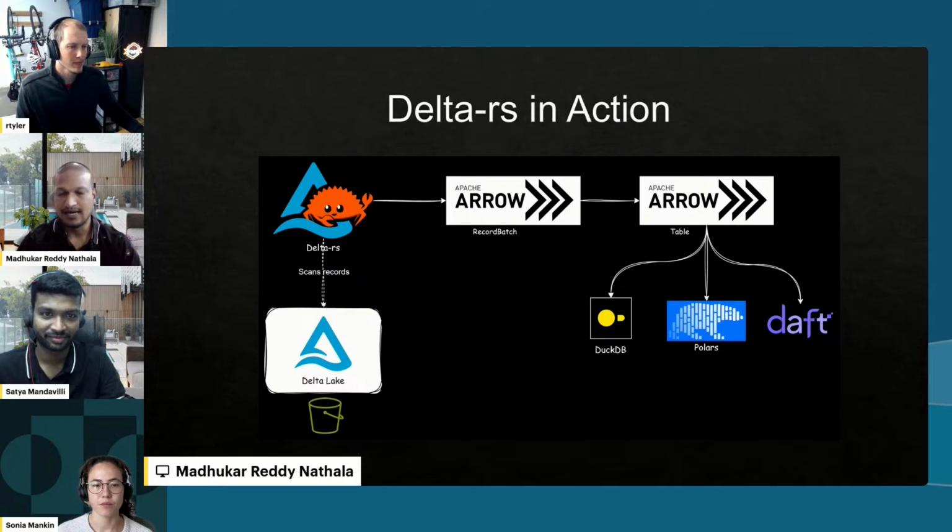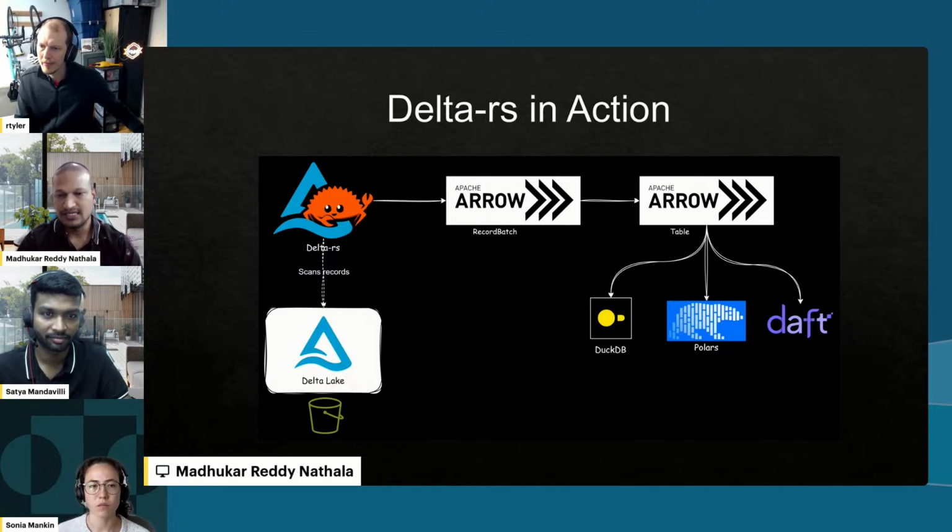I'd like to add a little context around how Delta-RS works in action and how it helps with querying as well. Delta-RS uses Apache Arrow, which makes it easily compatible with other native libraries and tools. Delta-RS scans the records from the Delta tables in storage and puts them into an Apache Arrow record batch. Once the records are available in a record batch, we can construct them into an Arrow table, so it can be easily consumed by our downstream libraries or tools.